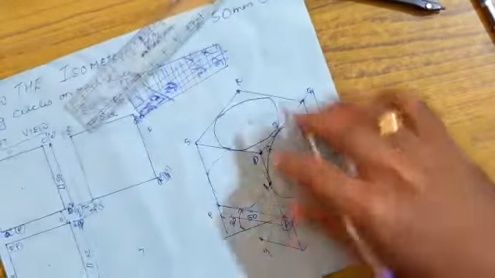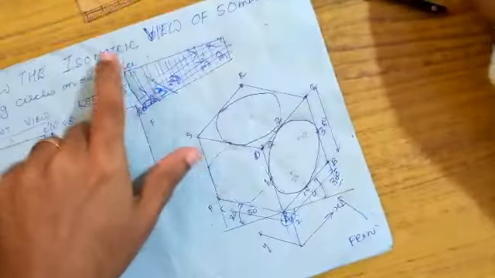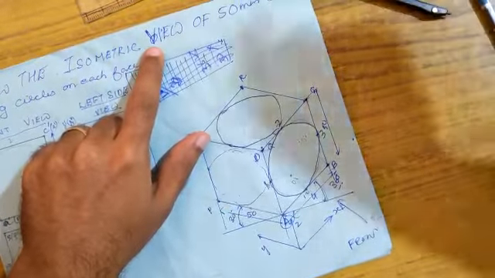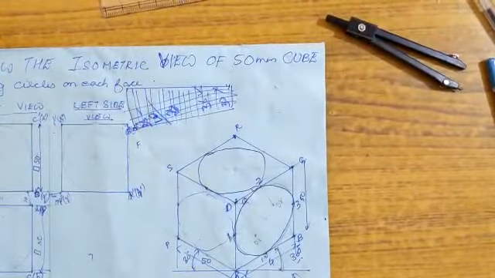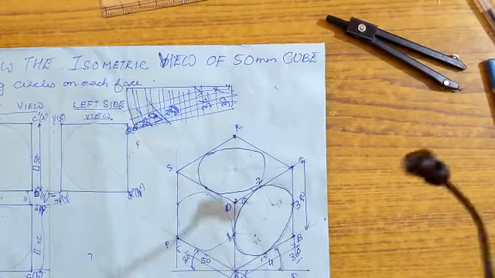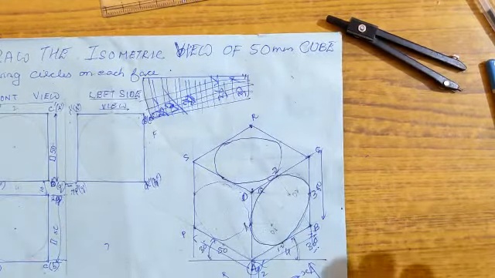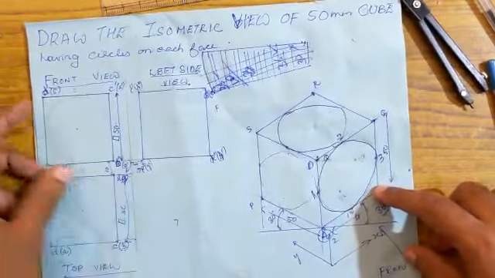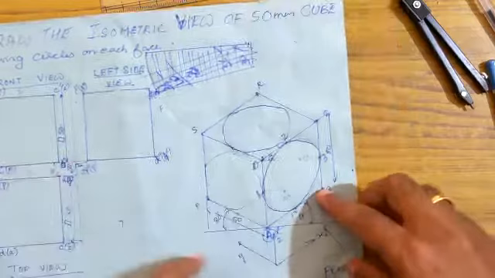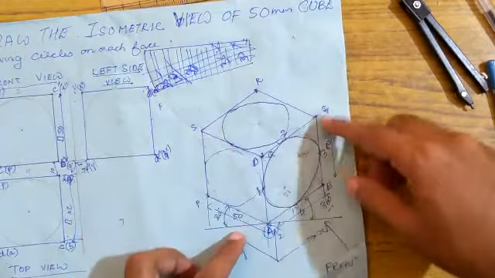So this is about the isometric circle. In this question, you can see that it is an isometric view question. In an isometric view question, all the dimensions will be 50 itself. All these isometric lengths are going to be 50, 50 and 50.